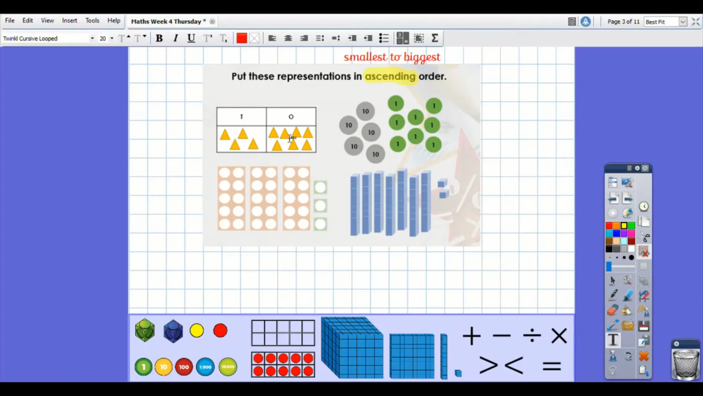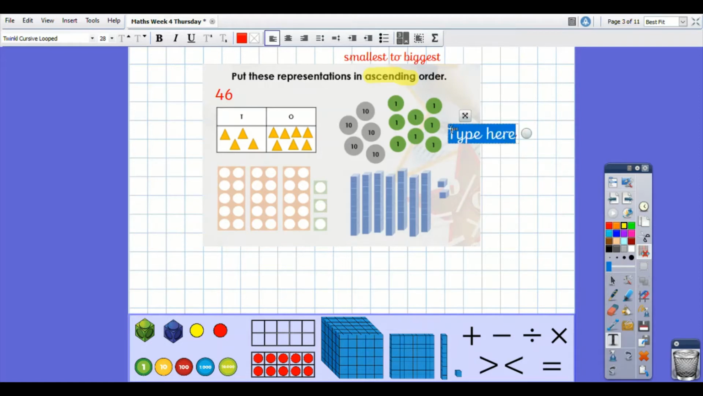So for this one here, you've got a tens and a ones column. In the tens column, I have got 1, 2, 3, 4 triangles, and in the ones, I've got 1, 2, 3, 4, 5, 6. So the number is 46. So now I want you to pause the video, work out these 3 representations, try and put them in order, and come back and see if you are correct.